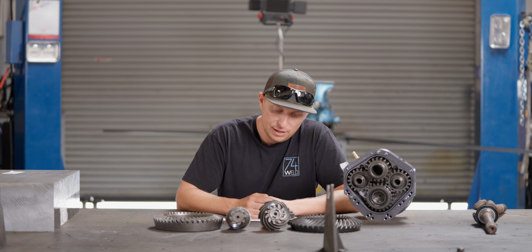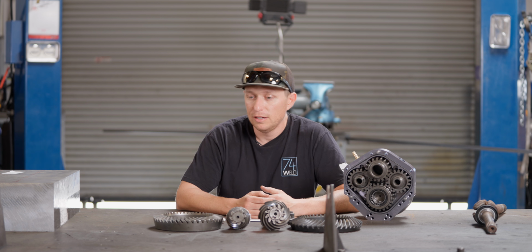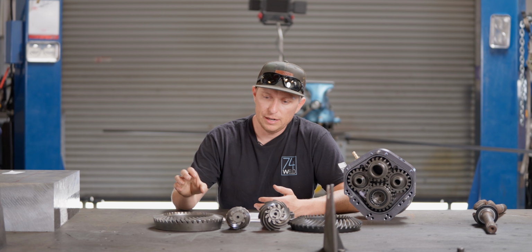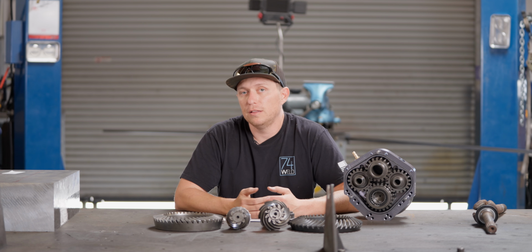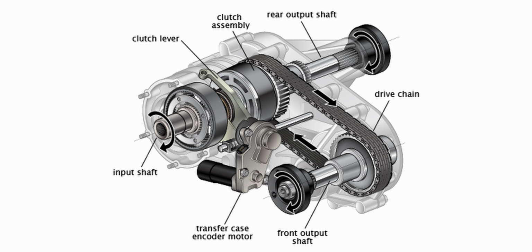Four-wheel drive transfer case versus all-wheel drive. So with four-wheel drive, between your rear output and your front output, they're going to be linked by either a gear set or a chain drive. And so this is going to be a rigid connection, so your rear and front drive shafts will always rotate together.